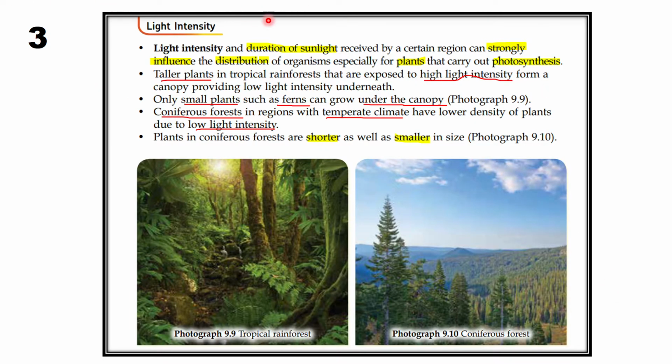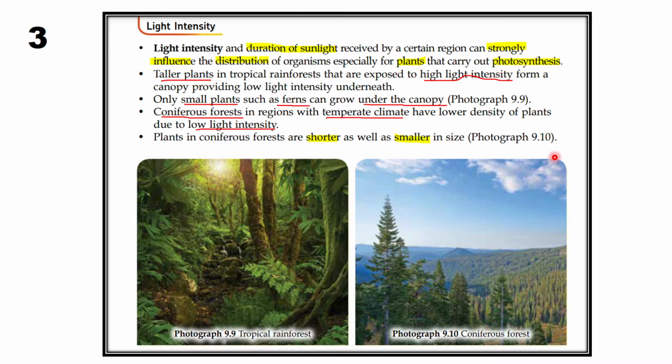Okay, the third one, very essential, light intensity, keamatan cahaya. So it's the duration of sunlight received by certain region can strongly influence the distribution of organisms. Okay, when we talk about light intensity, we will think about plants. Why? Sebab light is very important for the plants to carry out photo means light lah kan, photosynthesis.